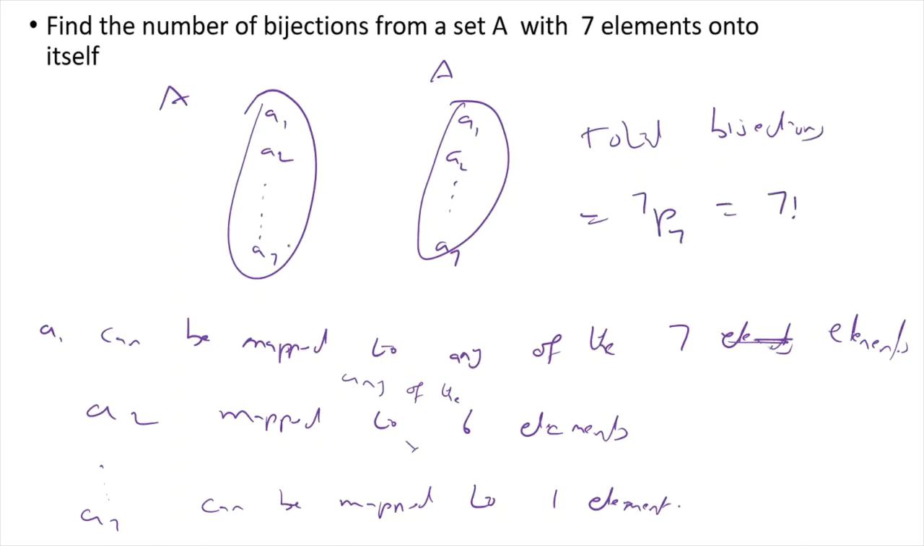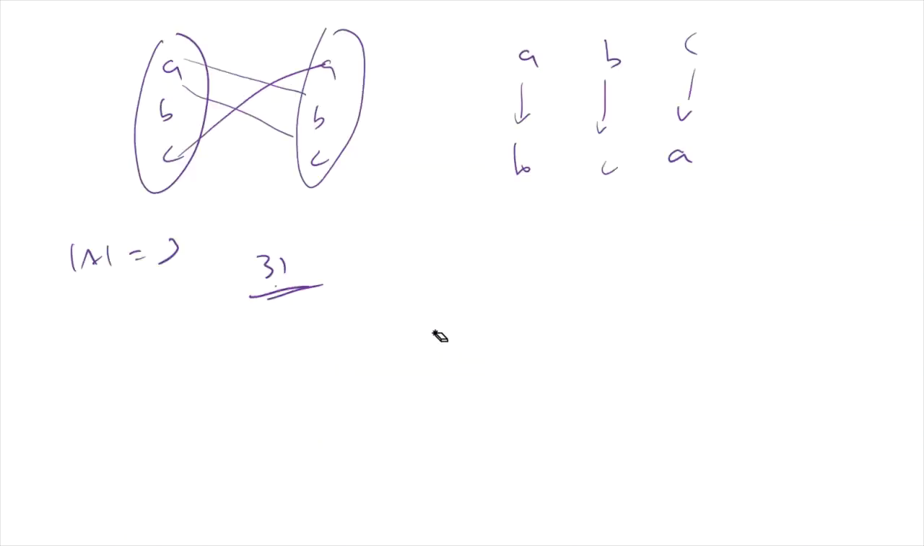So by a bijection we can roughly understand like this. We have to just rearrange the elements. If you just rearrange the elements, then it will give a bijection. So we have seen it here. A is mapped to B, B is mapped to C, and C is mapped to A. So here we have this ABC, and here we have BCA. So this BCA is a rearrangement of ABC.